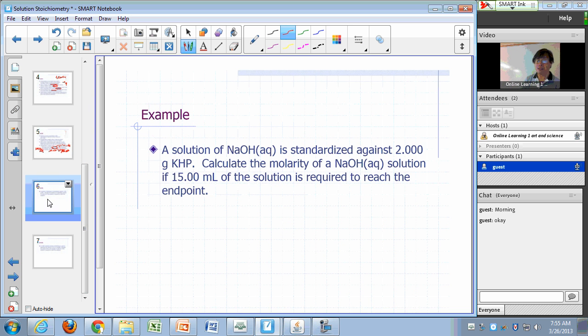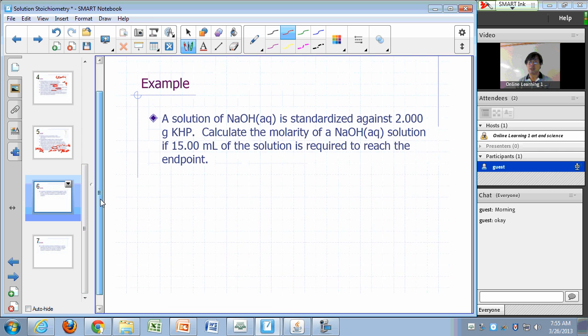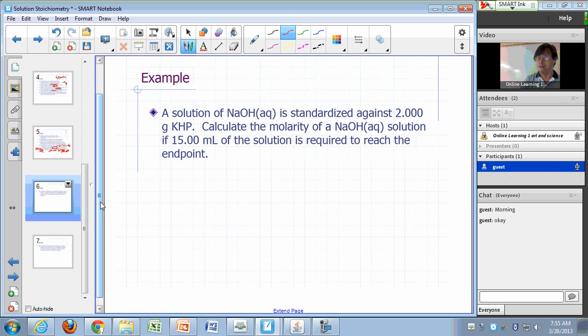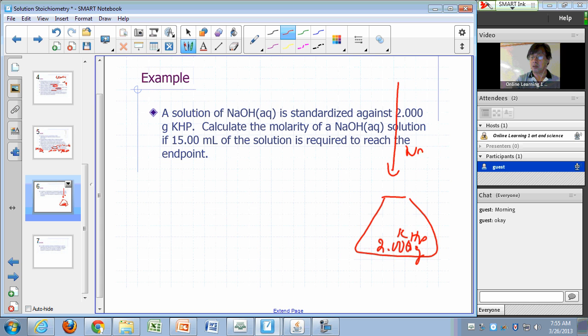So let's go back to that example we started last time and solve that problem for the standardization. So let's say you have a titration where you have 2 grams of KHP. Okay, and then to that you added your sodium hydroxide as your titrant. And let's say you used 15 mL of your titrant to reach the endpoint, and we'll take our endpoint as our equivalence point. The question is, what's the molarity of the sodium hydroxide solution?